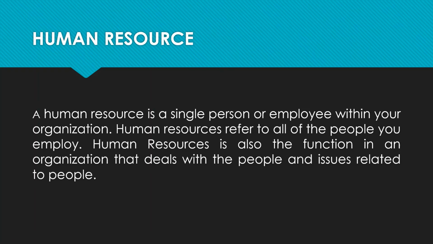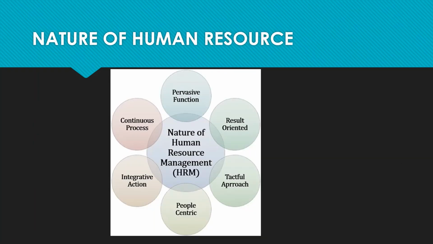What is the nature of human resource management? First of all, it is a pervasive function. What do you mean by the word pervasive? You can write: whenever you are spreading something widely throughout an area or a group of people, that is known as a pervasive function. Human resource includes pervasive functions. That means they always spread things widely among the people, among employees throughout an area, or they spread information among a group of people.